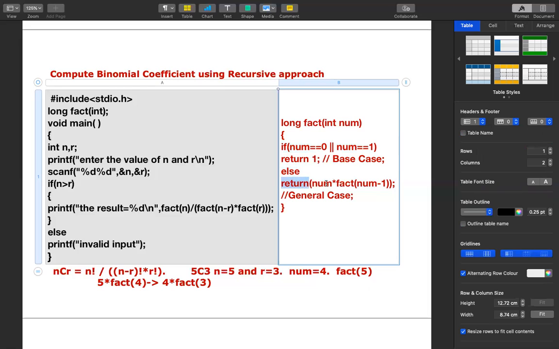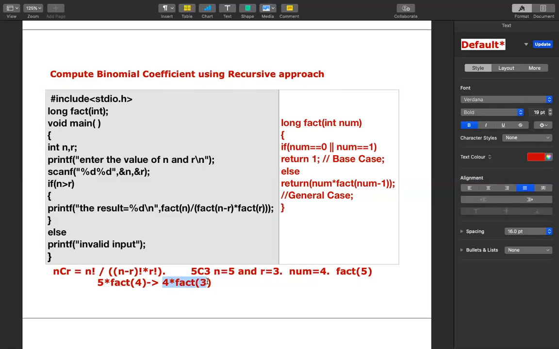In the else case, you reduce that number. What is the current number? The current number is 4, so 4 into fact of 3. Now the value of num has changed from 4 to 3. So it goes on in this way. It becomes 3 into fact of 2, because it's a recursive call. It keeps on running until you reach the base case. Next it becomes 2 into fact of 1.